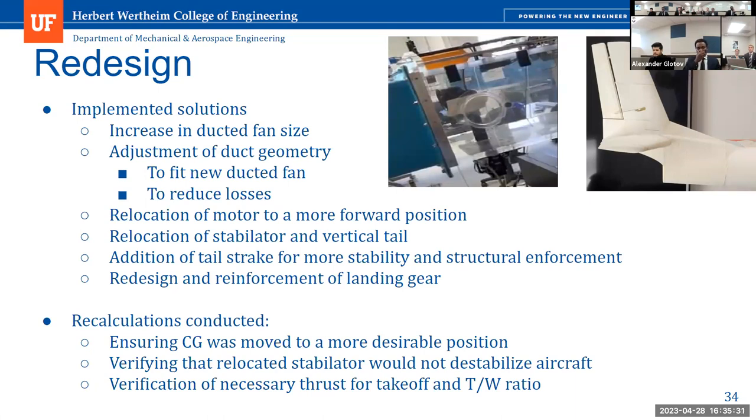After doing this, a few things had to be recalculated. Mainly, we wanted to ensure that the CG was where we wanted it to be, which was more forward than it was previously. Then we had to verify that moving the tail section upwards would not destabilize the aircraft. Through our calculations, none of the eigenvalues changed in sign. The real part never changed in sign, so we were not destabilized by moving them. And then we also had to test that we had a desirable thrust to weight ratio, which with the new motor we tested increased from 0.25 to 0.63.